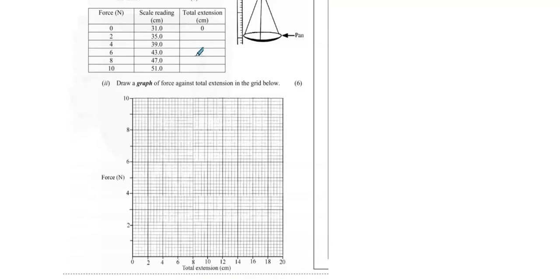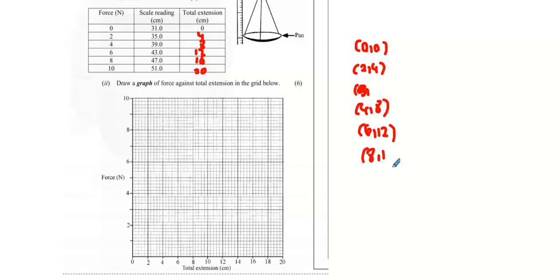Okay, so scale reading 31. Where does it start? 31 start, then it's 4 centimeters bigger. 35 take away 31, 39 take away 31 is 8, 43 take away 31 is 12, 47 take away 31 is 16, and finally 51 take away 31 is 20. So we have the points 0, 0, 2, 4, 4, 8, 6, 12, 8, 16, and 10, 20.